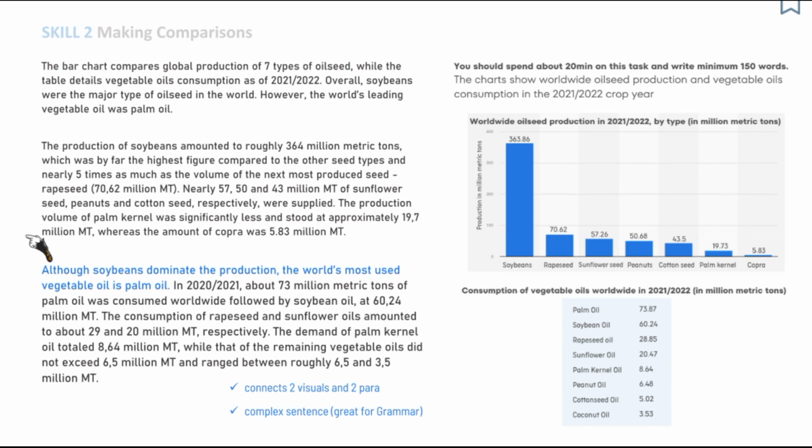And secondly, as although is always used in a complex sentence, as we have discussed, the use of although is also good for grammatical range and accuracy, which is another assessment criterion. So although is a really good option, and if it is appropriate to use it, please use it.